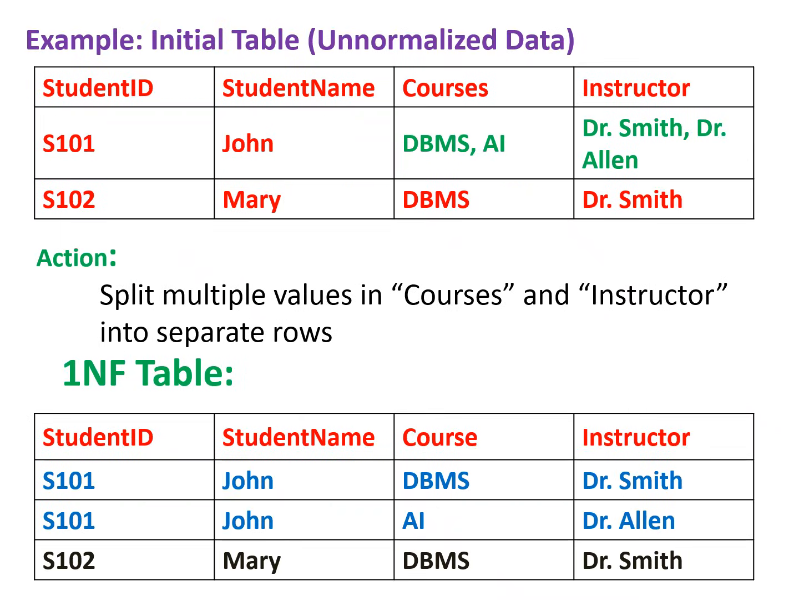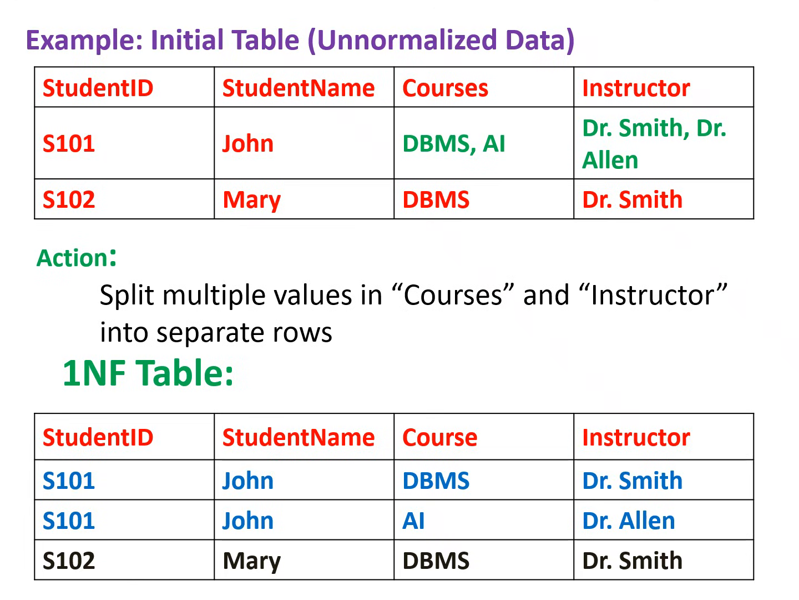So this is the initial table. We can say it is unnormalized data. Here we have four columns: student ID, student name, courses, and instructor. Here we have some repeated groups. For example, in the same row we can have multiple elements like DBMS and AI, and both instructors, Dr. Smith and Dr. Allen, are in the same row.